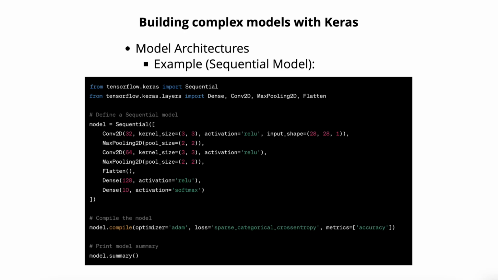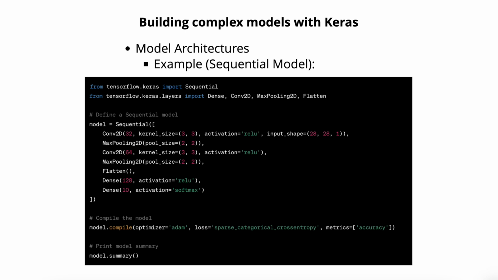Let's go over building complex models with Keras. It involves combining various layers, activation functions, loss functions, optimizers, and other components to create neural networks tailored to specific tasks and requirements. Let's explore in more detail how to build complex models with Keras.